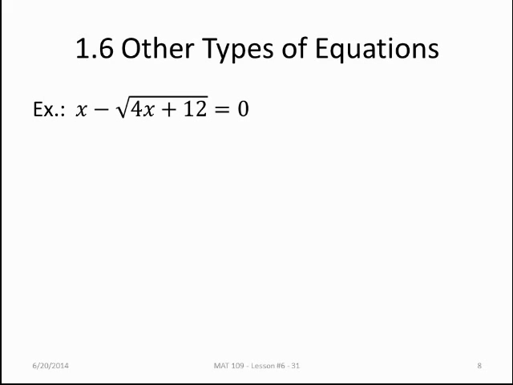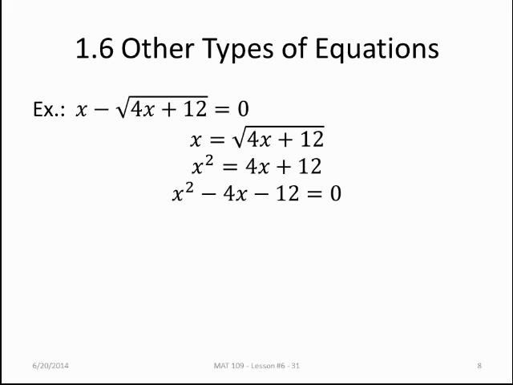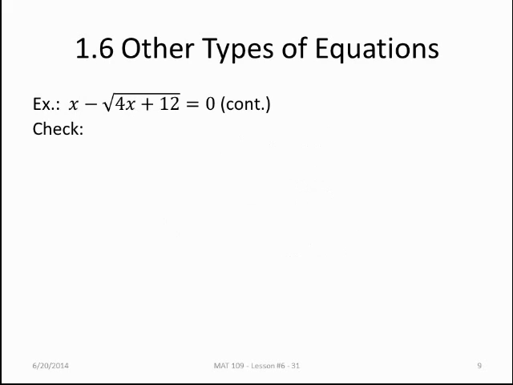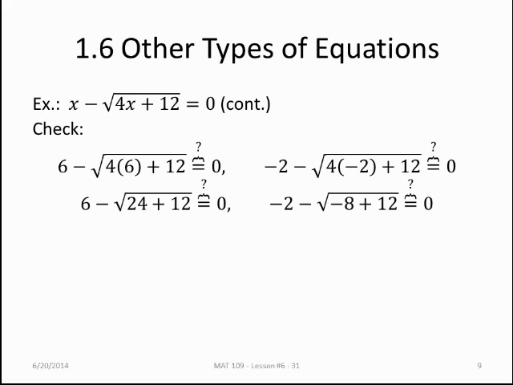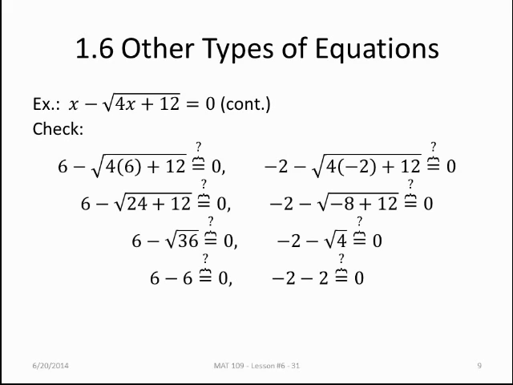So let's do another one. Same technique. Isolate the radical. Square both sides. Put my equation in standard form so that I can solve it. This one factors. Check my answers. One of them works, one of them doesn't. The 6 works, the minus 2 does not work. So your only solution is 6.